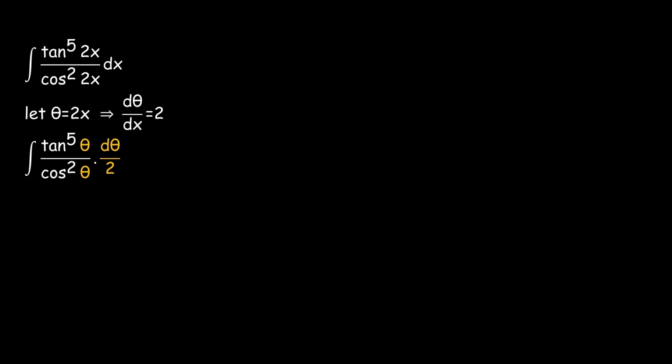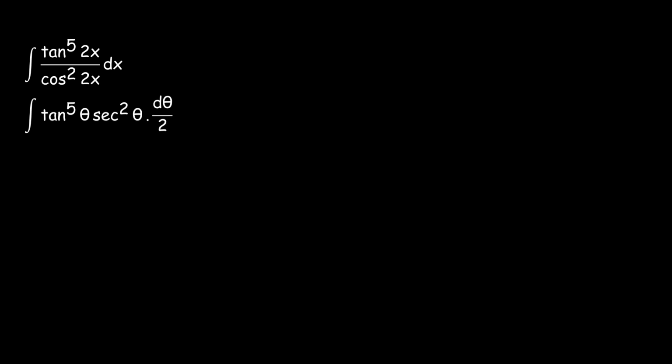Now we can go ahead and rewrite this using the sec squared notation. So this will be the integral of tan to the power 5 theta sec squared theta d theta over 2. Okay, now finally we can isolate sec squared theta since it's the derivative of tan. So we can get rid of that tan by letting it be a different variable. So we let u be tan theta. In that case, du by d theta is sec squared theta.